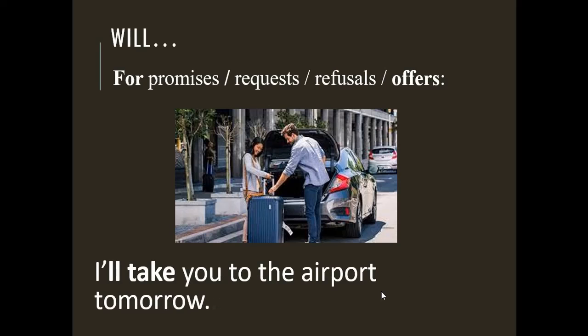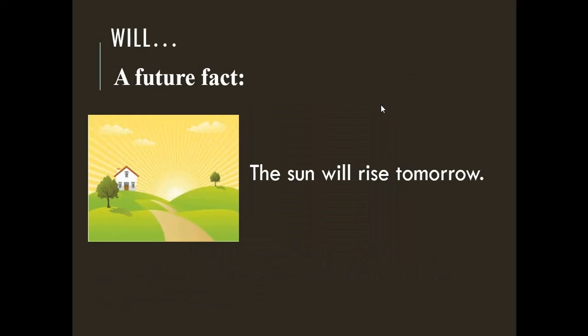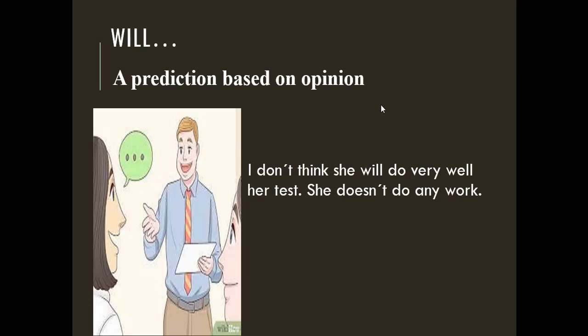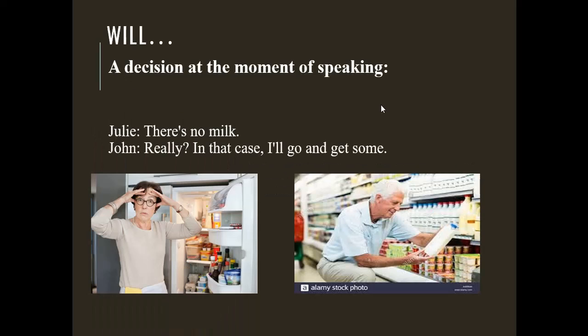And finally, we have offers. When you offer help, you offer a deal or something like that. So here we have a clear example. I'll take you to the airport tomorrow. That person offers to take the other person to the airport tomorrow. Okay, so it's for offers. So summarizing, will is used for promises, requests, refusals, and offers. And also it is used for a future fact, for a prediction based on opinion, and for a decision at the moment of speaking, something that you haven't planned before speaking.